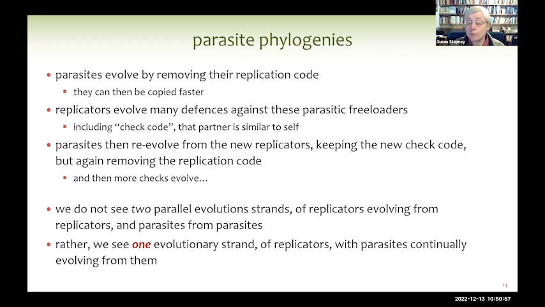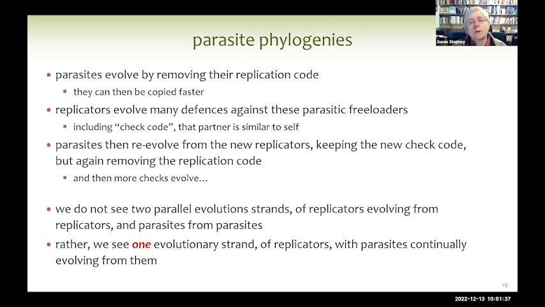And that makes them smaller because it's removed some code, and therefore they can be copied faster. So as I said, that gives you an evolutionary advantage. And the replicators evolve many defenses against these parasites, particularly check code, that the partner is similar to self, so that you're copying someone like yourself rather than copying a parasite. Now remember, the only evolution is a small mutation on a single opcode when it's copied. And so this is quite complex behavior that's been managed to evolve an opcode at a time.